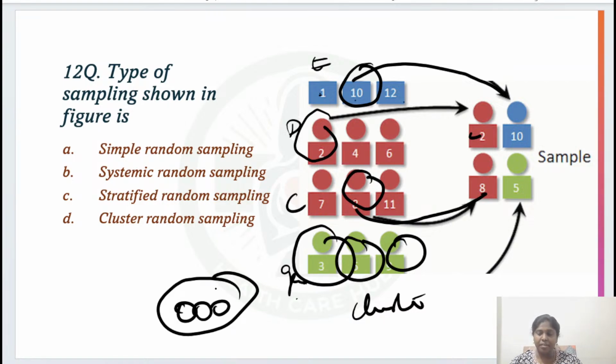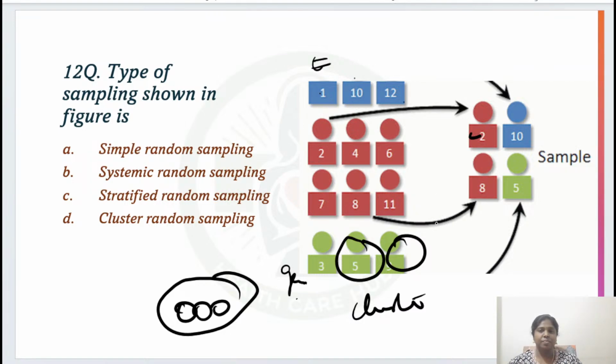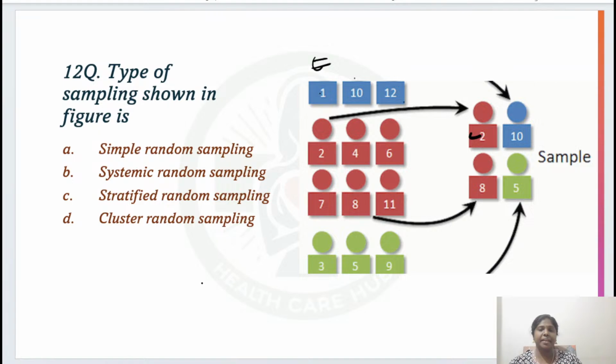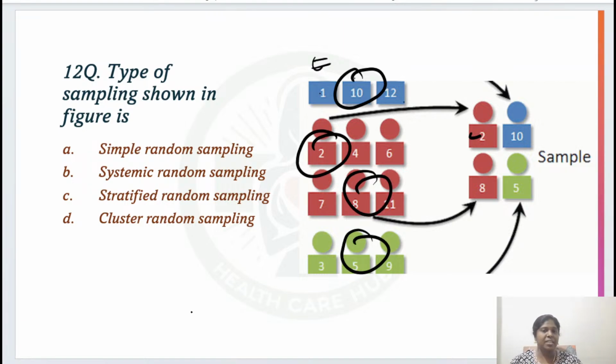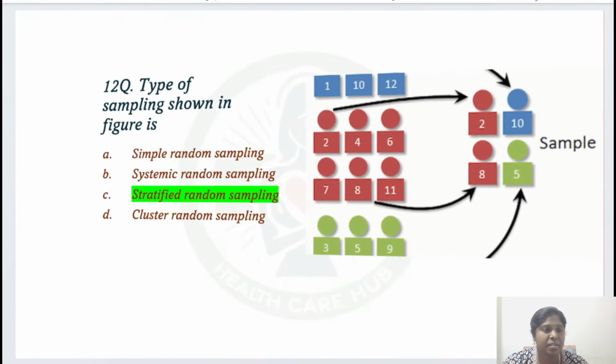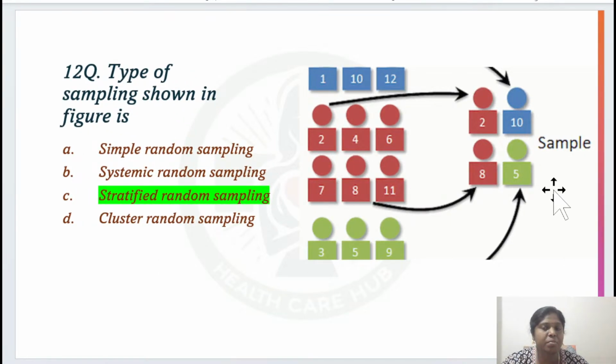Here how have I selected? How have I selected the random sampling? I selected 10, 2, 8 and 5. So, this is called random sampling. In random sampling, I have gone for the stratified random sampling. Clear? So, this is called stratified random sampling.